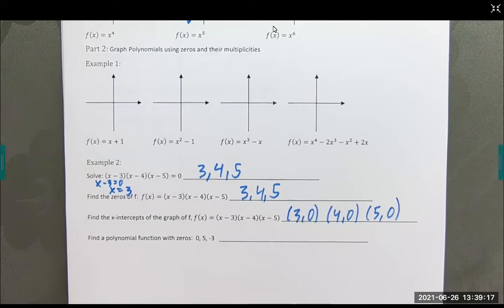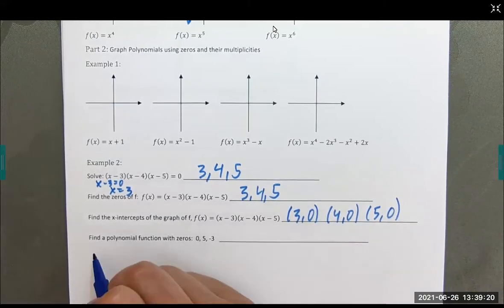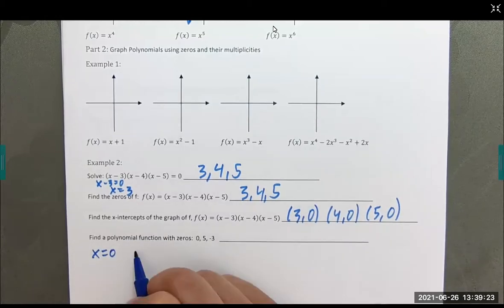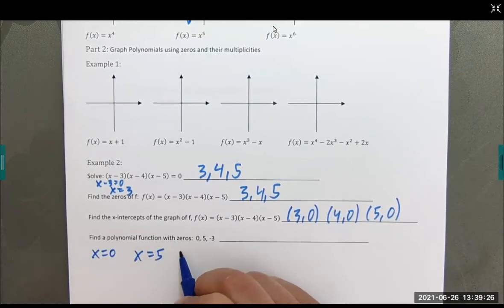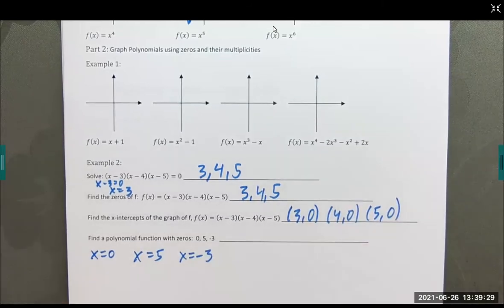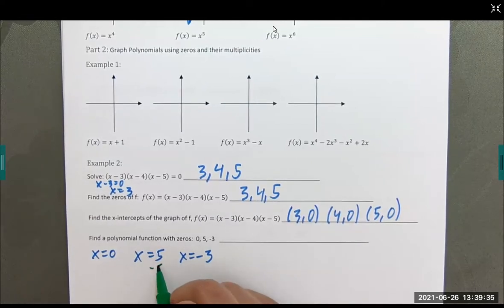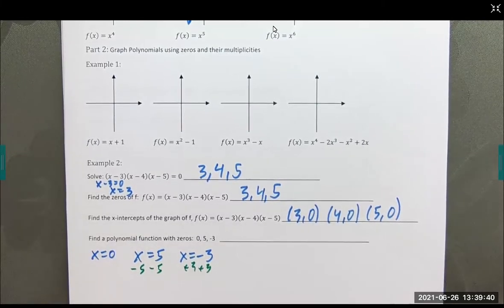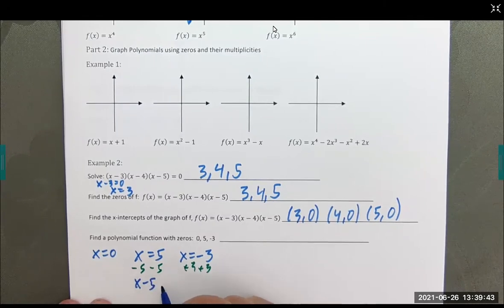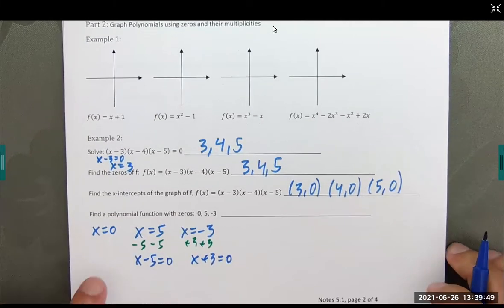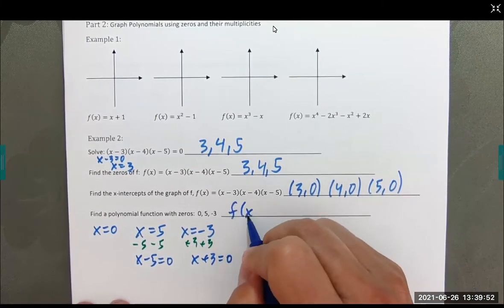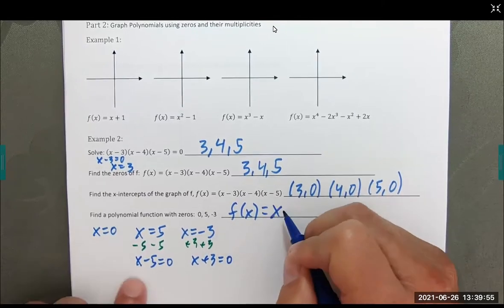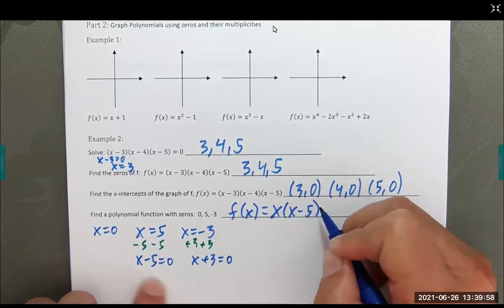And we are going to find a polynomial function with zeros at 0. So x equals 0, at 5, and at -3. And what we're going to have to do to make them zeros is get the whole thing equal to 0. So -5, -5, +3, +3. So x minus 5 equals 0, and x plus 3 equals 0. And you can see that we have our zeros. So this function is going to look like this. F of x equals x times x minus 5 times x plus 3.